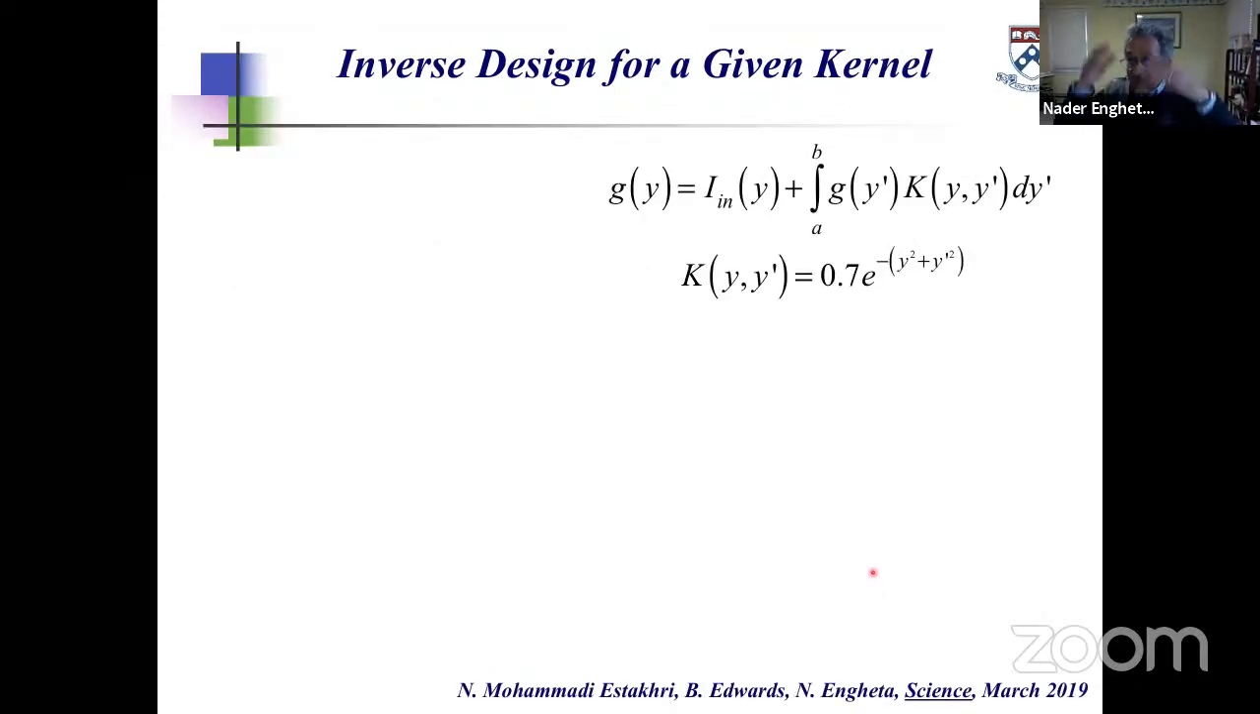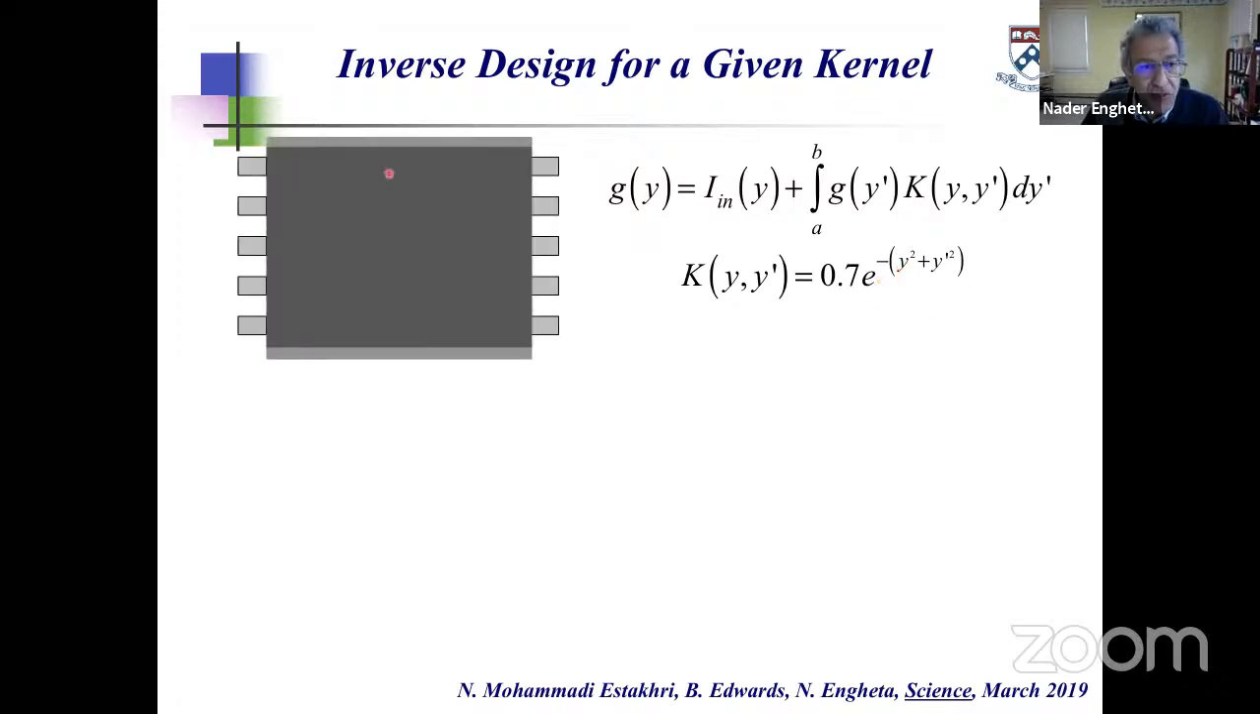So the first example, I'm showing you kind of chronologically. The first attempt we made, we said, okay, let's try to use a kernel like this. There's nothing specific about this kernel. This kernel we chose, first of all, is a real quantity. And you notice the argument is not y minus y prime, but this kernel is separable. So this was an easy start that we had. And we said, okay, how do we design a permittivity distribution that gives us this kernel? So you start with a flat, uniform permittivity.